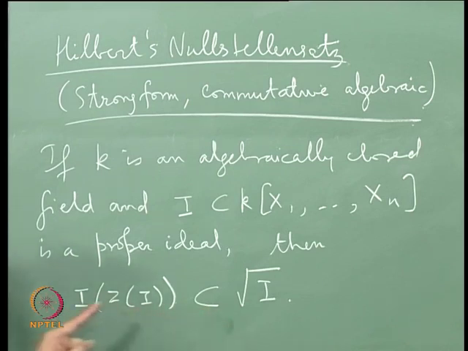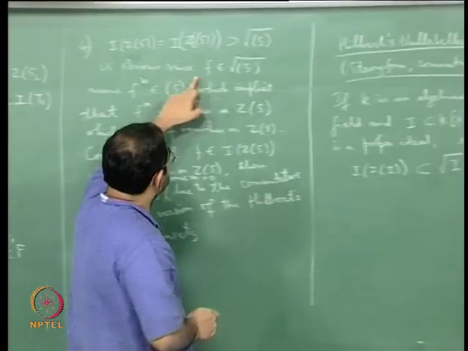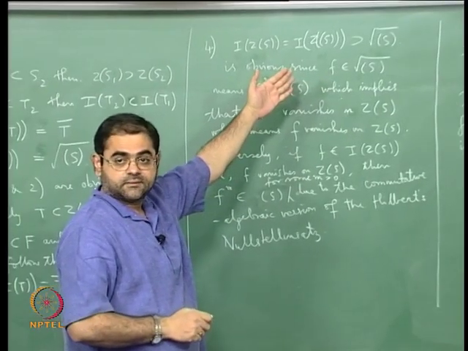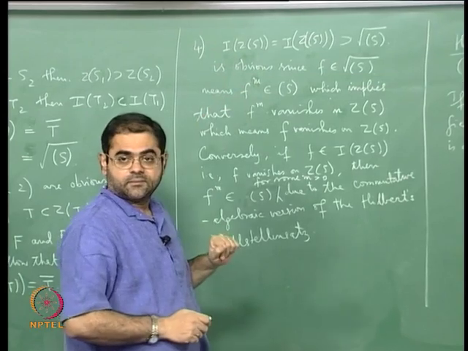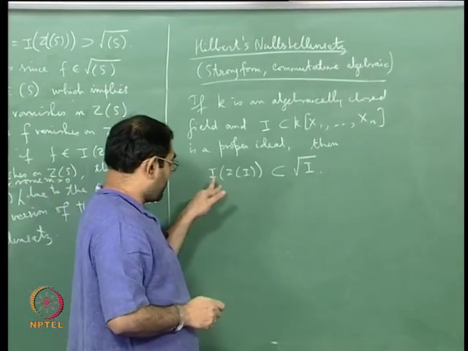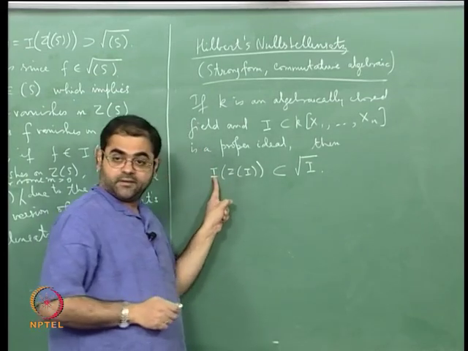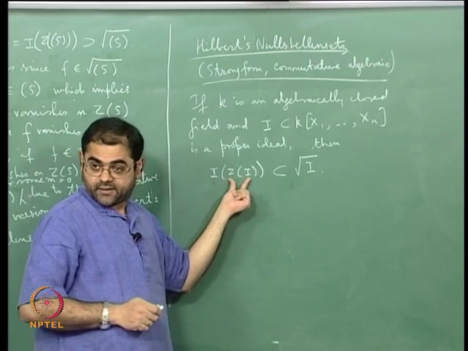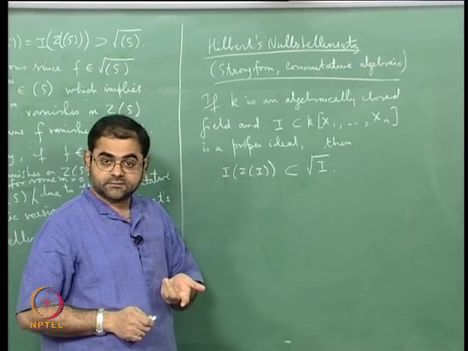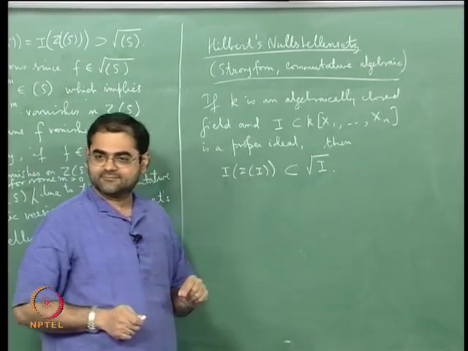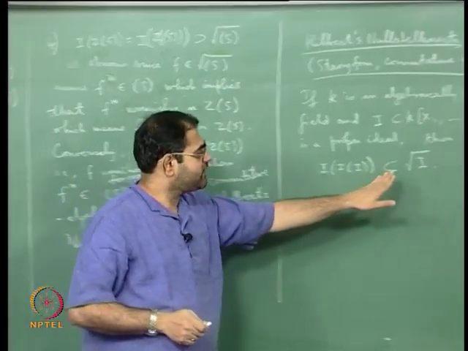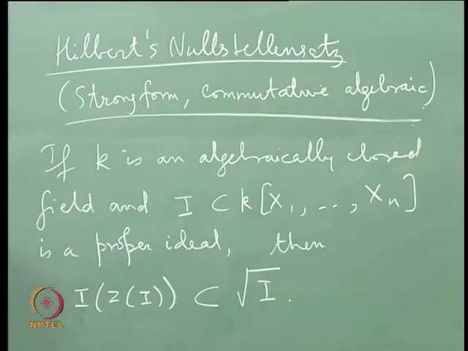But the fact that I of Z of I contains rad I is something that is obvious. What is not obvious is that I of Z of I is contained in rad I. Namely, if there is a function which vanishes on Z of I, then some power of the function is in I. Because the radical of an ideal is just all those elements, some positive integral power of which is in the ideal, and you can check that that is a bigger ideal in fact.